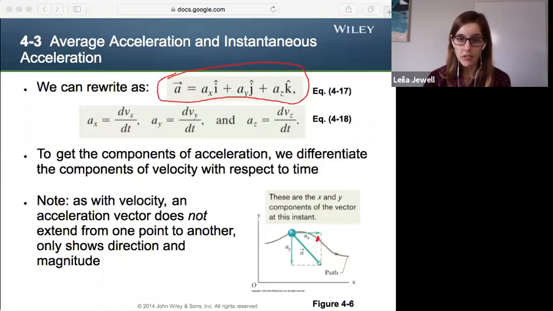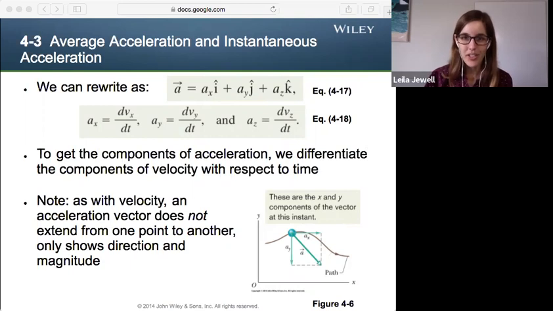The velocity we saw was tangent to it. It was going off at this angle. And the acceleration is pointed in an entirely different direction. It's pointed down and to the right, showing that the bead is changing its velocity in this direction. So you can again break it down to the x and y components, but this shows how the velocity is changing as time passes.